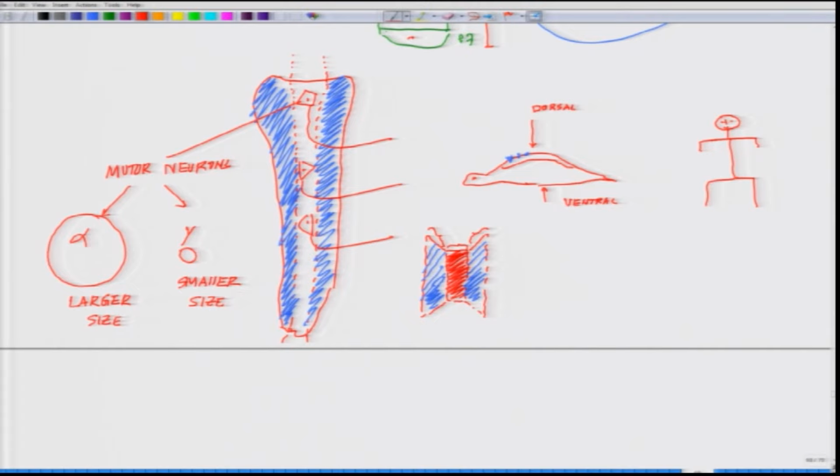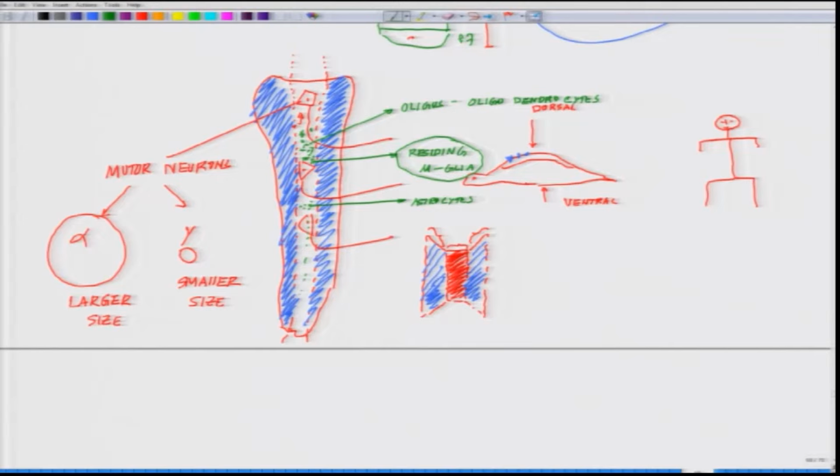Now, apart from it, if you have the alphas here, you have the gammas somewhere out here, you have a series of other cell types which are present here, which includes your oligodendrocytes, residing microglia, astrocytes, and there are some along the central canal, which is essentially a location like this. Just at the center, you have a lot of stem cells.